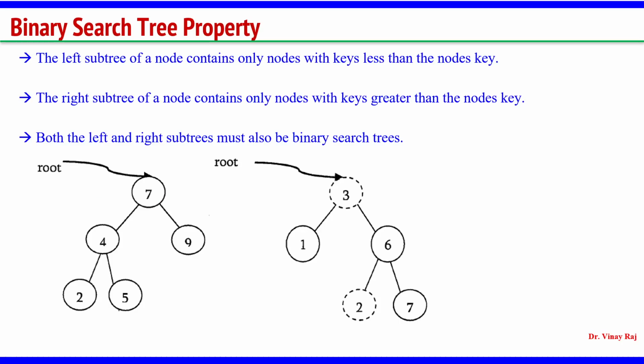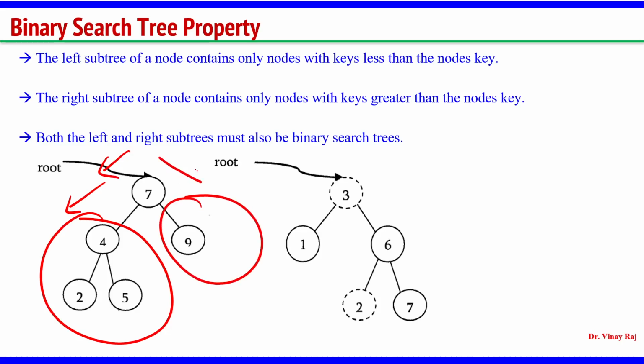Why this tree? Because the search operation is efficient compared to the binary tree. In a binary tree, we have to search every element, every path, but here searching is very easy. If you organize the data in this pattern, where all the elements in the left subtree of the root are less than the root, and all the elements in the right subtree are greater than the root, we call it a binary search tree.